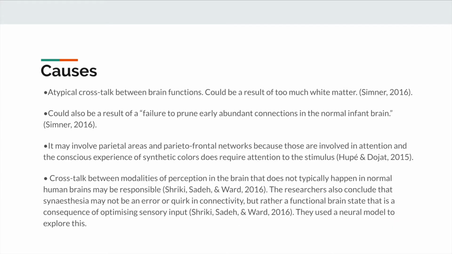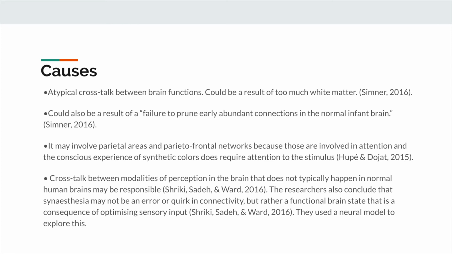There is quite a lot of debate about what causes synesthesia, and there are a number of opposing hypotheses, and this is likely due to the highly varied form of the phenomenon. So the first hypothesis we're going to talk about is that synesthesia is a result of atypical crosstalk between brain functions, and this could be a result of too much white matter. So this was discussed by Simner in 2016. It could also be a result of a failure to prune early abundant connections in the normal infant brain. And this is interesting because it's more of a developmental hypothesis rather than a behavioral one.